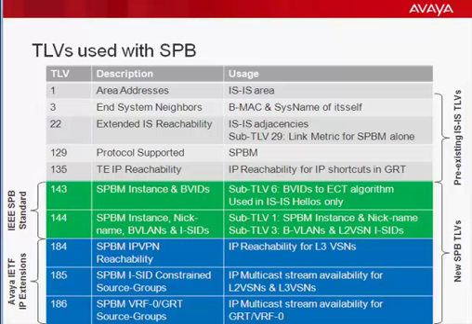Now, the type length values used for SPB are relatively straightforward. They're shown on this one single slide, and I do want to note that this will change over time. There will be additional TLVs that will be specified for IPv6, for instance, and for certain future functionalities that R&D is still working on. However, as you can see, the list is fairly short.